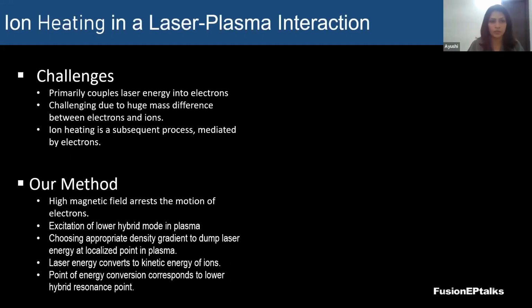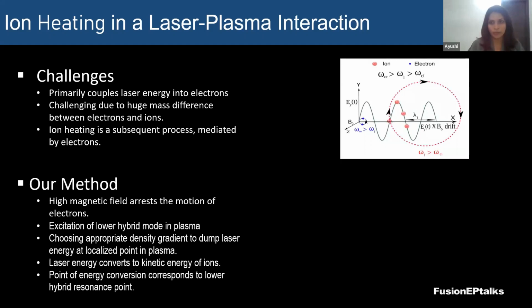the electron dynamics. But here we propose a mechanism where, with the help of externally applied magnetic fields, we arrest the motion of electrons in such a way that they are tightly magnetized under the application of the externally applied magnetic field, and then we shine a laser whose frequency is very close to the lower hybrid frequency of the plasma parameters.